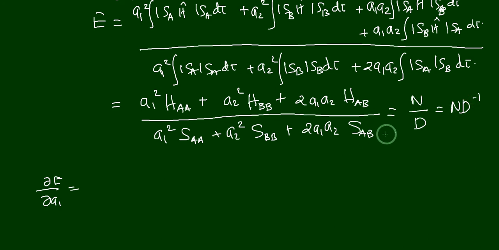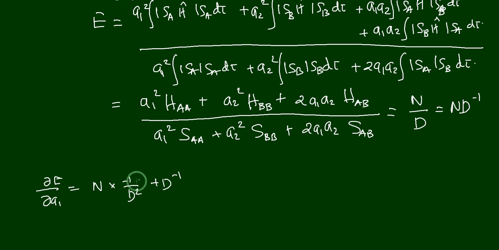With this n d raised to minus 1, we will find dou E divided by dou A1. At the end we will substitute for n and d, and then we will get our real value. So dou E divided by dou A1 is equal to, that is first function, that is n, into derivative of the second, that is minus 1 by d square, plus second function, that is d raised to minus 1, into derivative of the first.